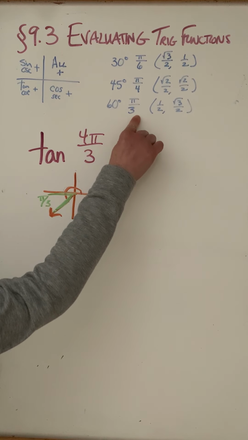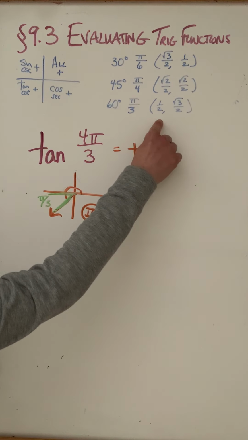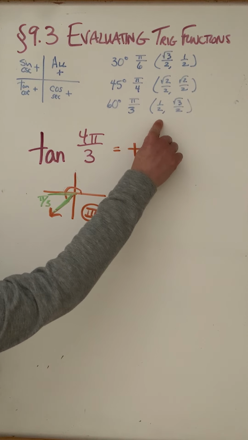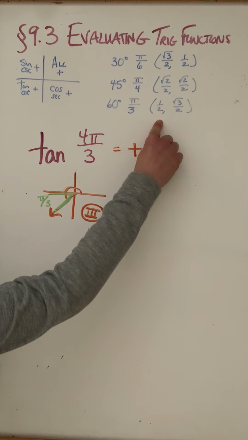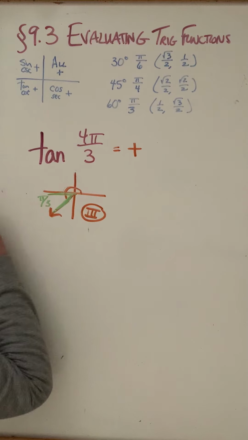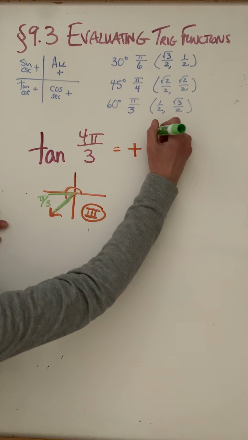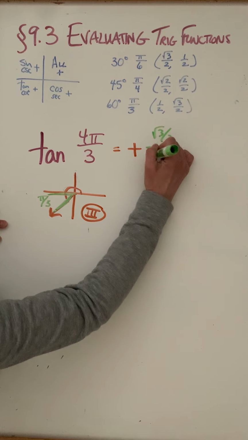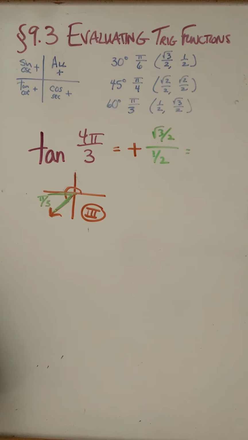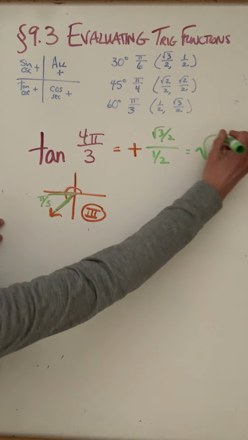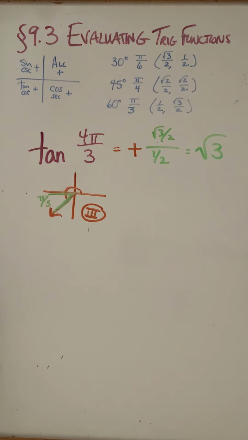as our reference angle, we know that our tangent value, by definition, is y over x, right? So if we take y and divide by x, we get root 3 over 2 over 1/2. And if we divide those, then we are just left with root 3. So the tangent of 4 pi over 3 is just root 3.